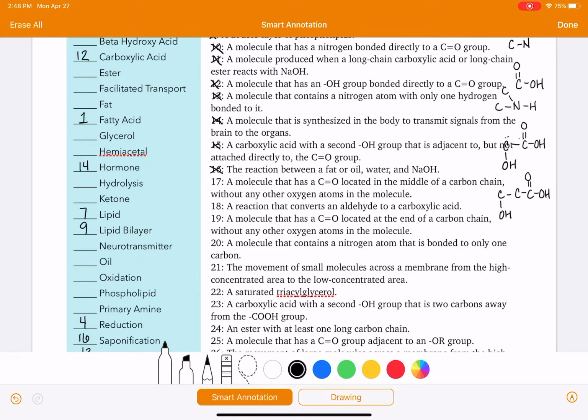A molecule that has a carbon-oxygen double bond located in the middle of a carbon chain. So we've got carbons on either side without any other oxygens in the molecule. That's a ketone. A reaction that converts an aldehyde to a carboxylic acid. An aldehyde converting to a carboxylic acid, that is an oxidation reaction because we're adding oxygen. A molecule that has a carbon-oxygen double bond located at the end of a carbon chain without any other oxygens. That is an aldehyde.